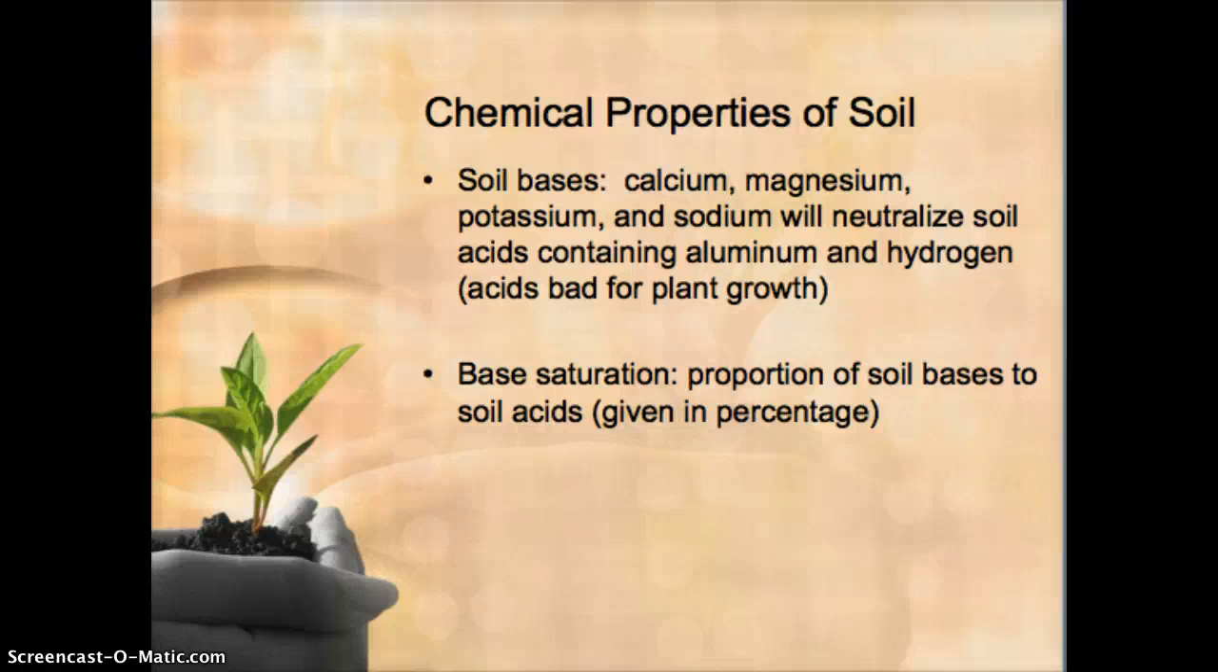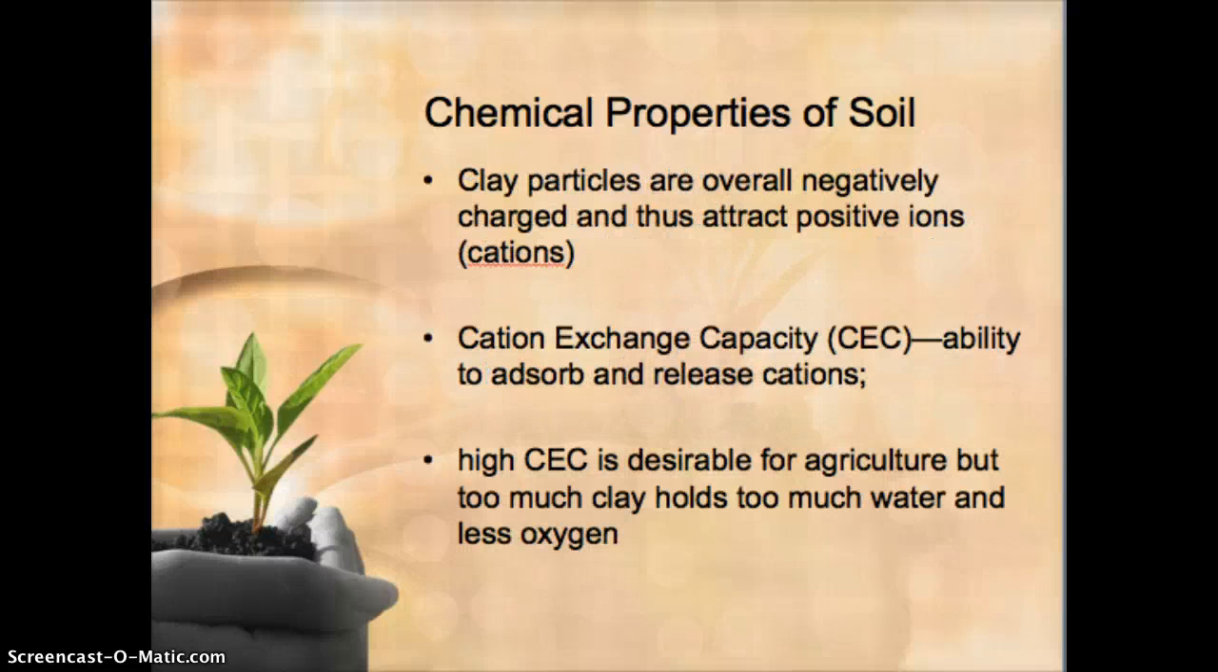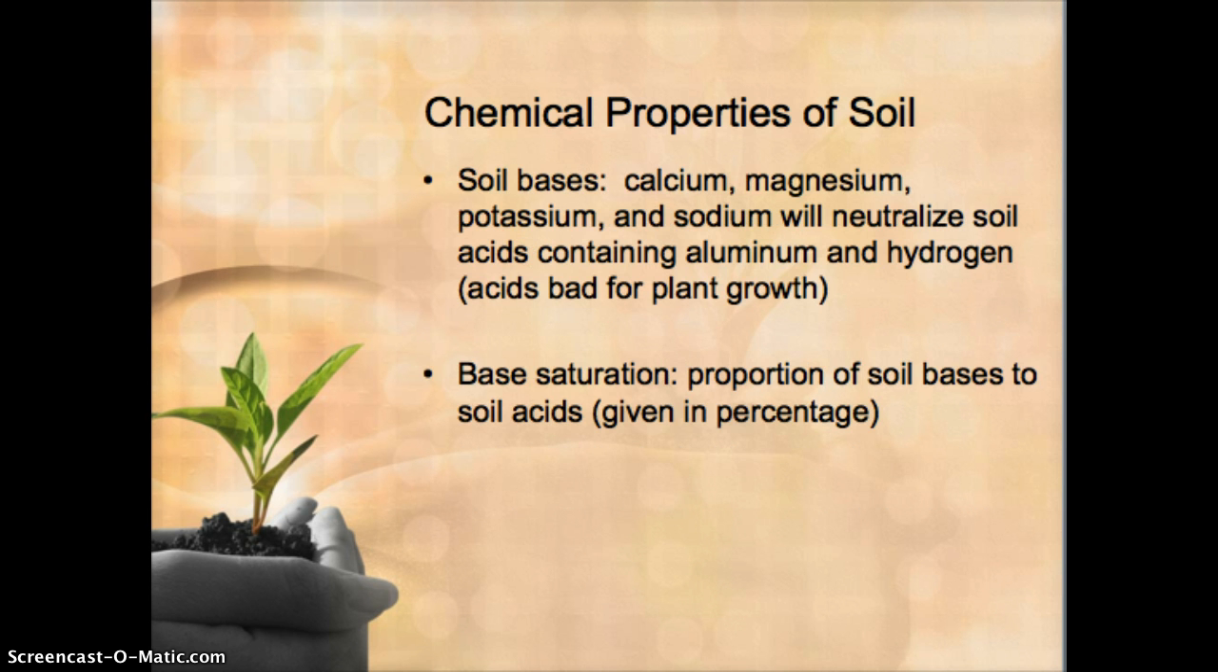Soil bases, on the other hand, let me go back a second here. If you have clay and it attracts these positive ions, they are often going to be on the acidic side. As opposed to that, we have soil bases, which would be calcium, magnesium, potassium, and sodium ions. So the calcium with a +2, magnesium with a +2, potassium +1, sodium with a +1. These are going to neutralize the soil acids that contain aluminum and hydrogen.